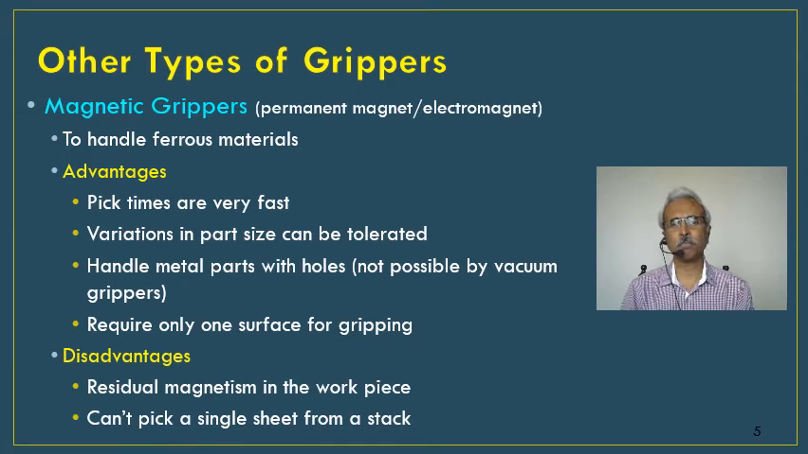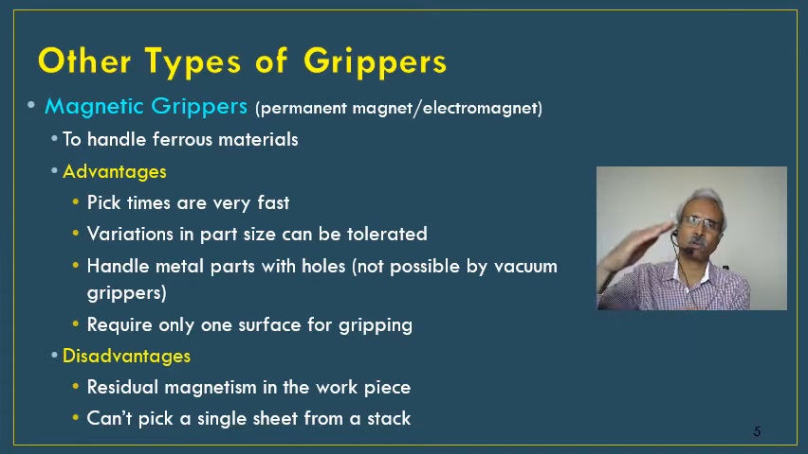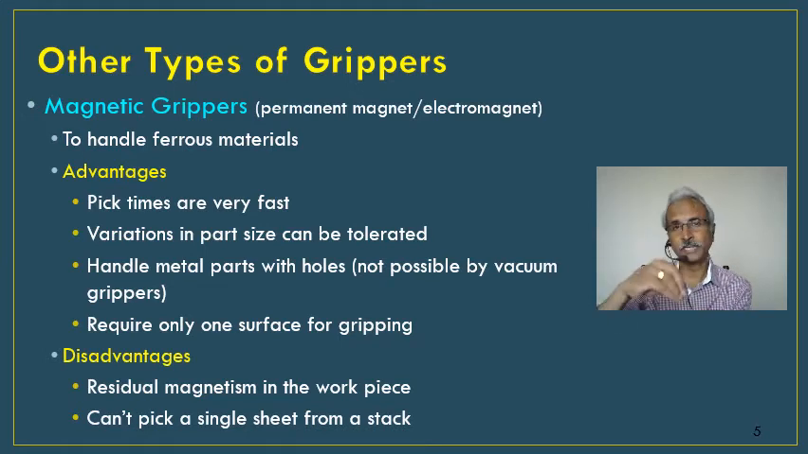So next is can't pick a single sheet from a stack. If it is glass, not an issue. If it is metal sheets, they are stacked one over the other. When you have a magnetic gripper, the strength of the magnetic field should be precisely calculated so that it doesn't penetrate beyond one single sheet in the stack. Otherwise, you intend to remove the one sheet at the top, whereas two sheets may get stuck together when the magnetic force is too much. So you need to very precisely calculate that when you're handling a stack of sheets. So that is one drawback here.